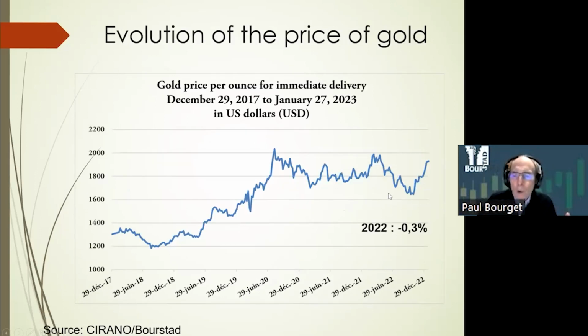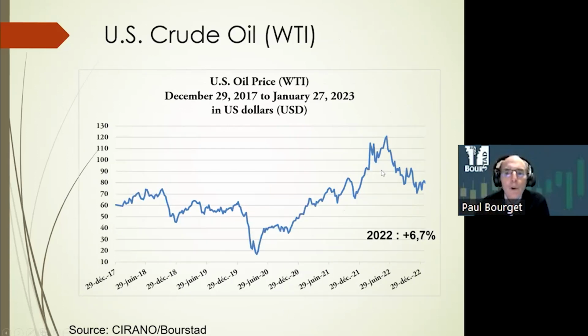The price of gold didn't budge much last year. It fell by less than 1% last year. Crude oil increased by 6.7% last year, but in fact, for most of the year, it was falling. From the summer on, it fell drastically from $120, and it finished the year a little over $80.